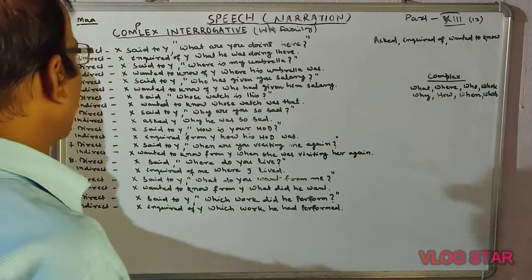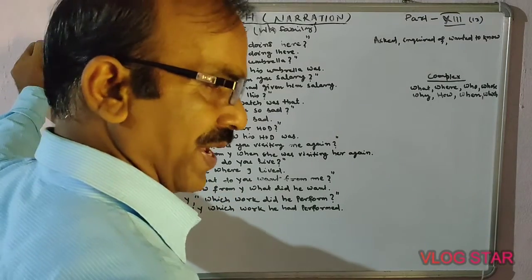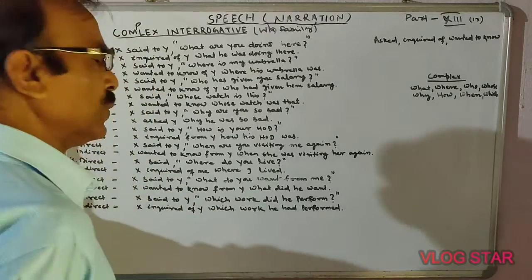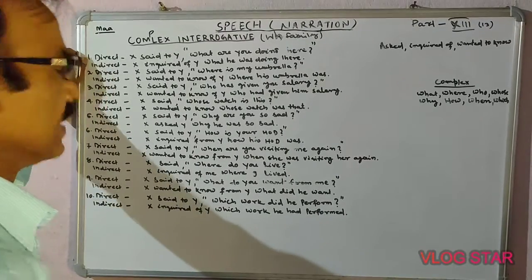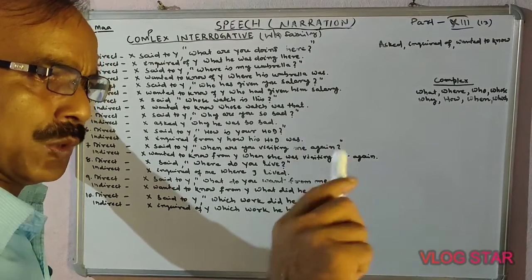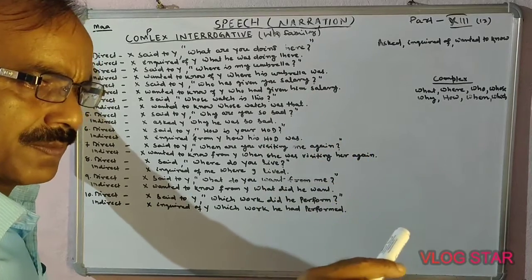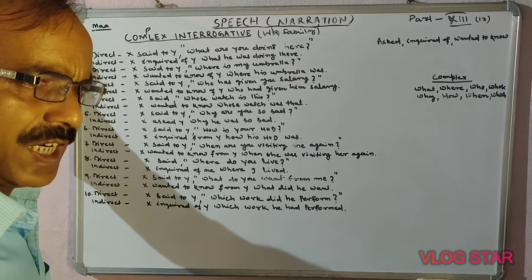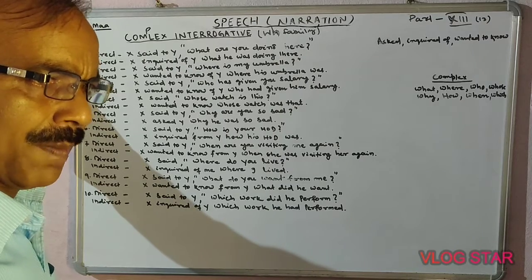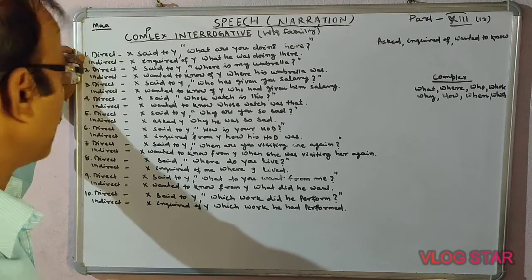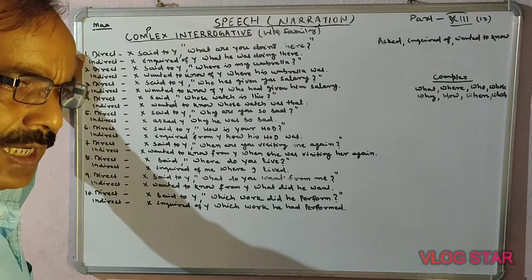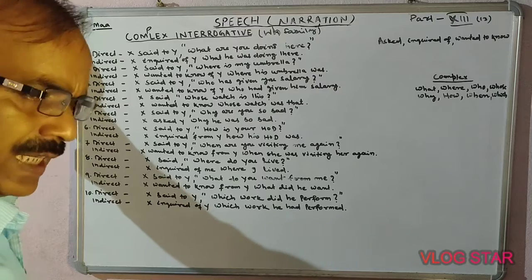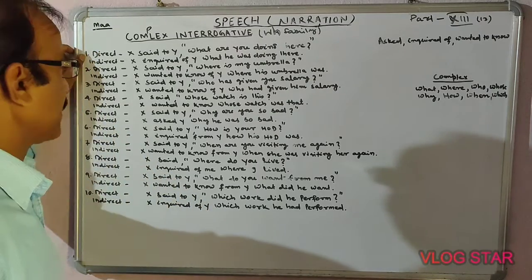Number one, direct speech. X said to Y, what are you doing here? That is within inverted comma. I have told you that in direct speech, the reported speech will be within inverted comma. Whenever it is converted into indirect speech, that inverted comma and capital letter will be removed. The same thing is happening here.